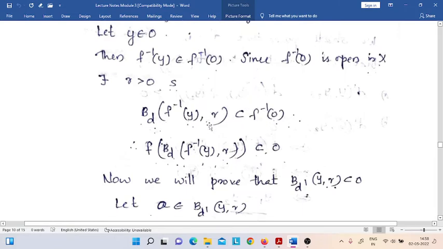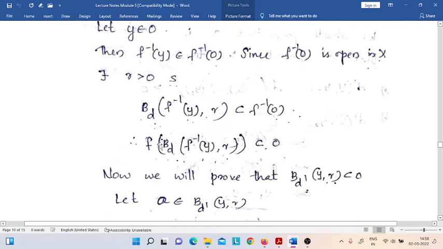Yeah, and then clearly if we apply f on both sides of this expression, we get f of B_D(f⁻¹(y), r) is a subset of O. Because applying f here nullifies the effect of f inverse, and we get that it's equal to O, and thus we obtain a set, and that set is a subset of O.